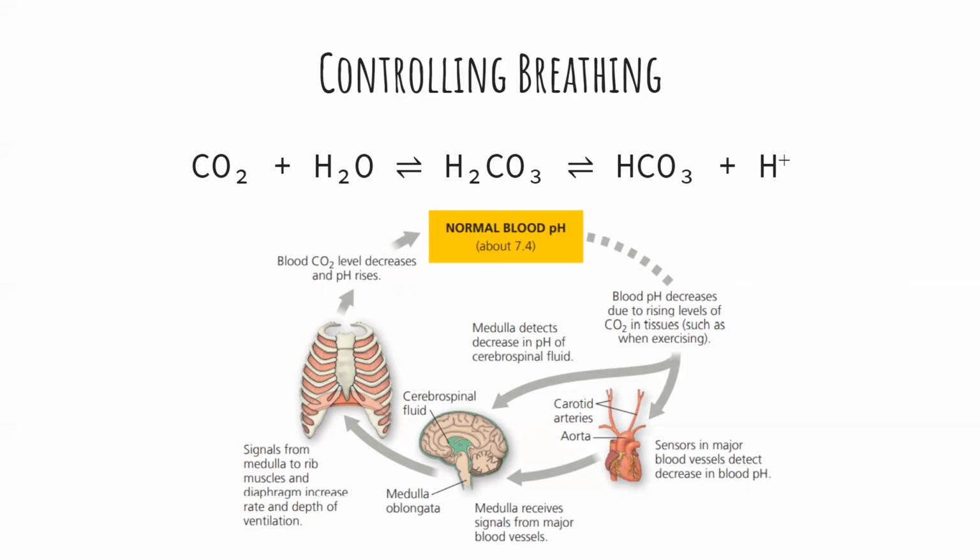We have a normal blood pH of about 7.4. In case the blood pH decreases because of increased CO2, then sensors in blood vessels will detect that decrease in blood pH, or it will be the medulla. The medulla receives signals from major blood vessels, which will cause rib muscles and the diaphragm to increase the rate and depth of ventilation. Then the blood CO2 level will decrease and pH will go back up.